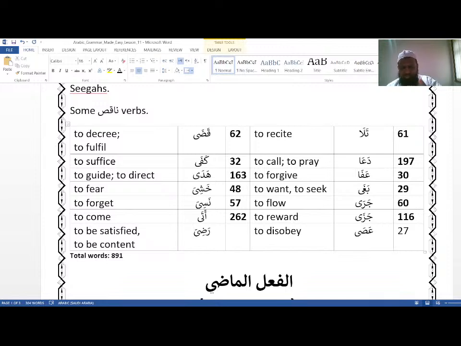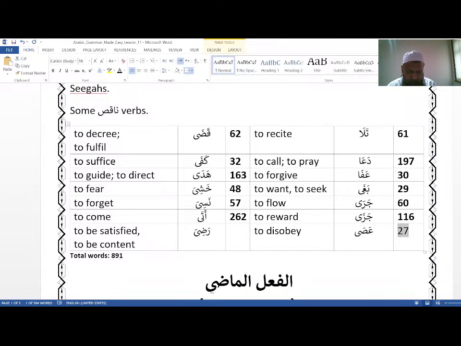So the rule is also applied to other fails as well. So we will look at the rules in the later lessons. So from this table, the total word comes 891. I did add this asa and I did not add this number 27 to this.